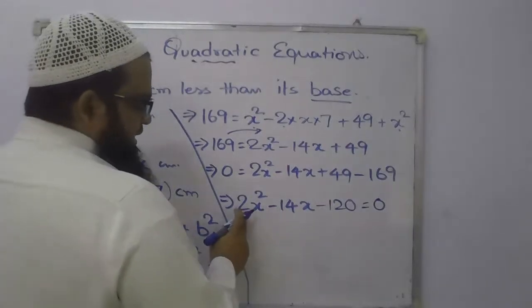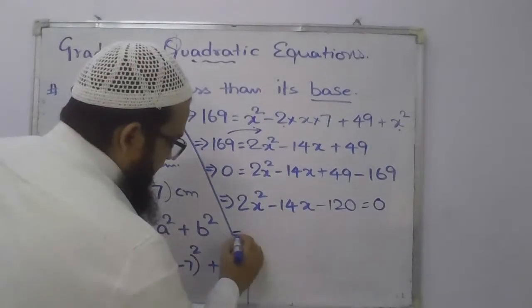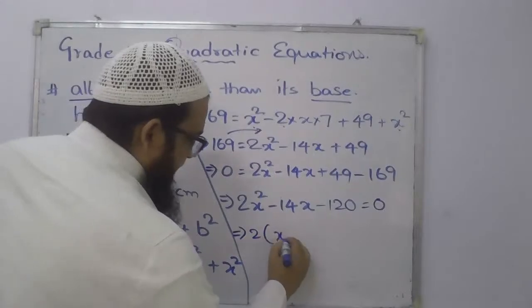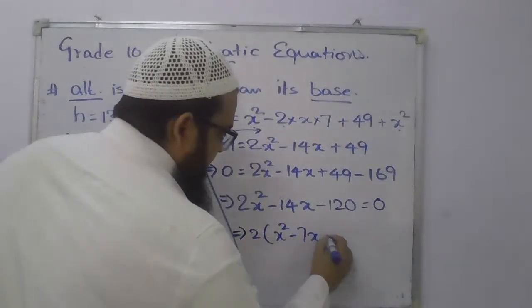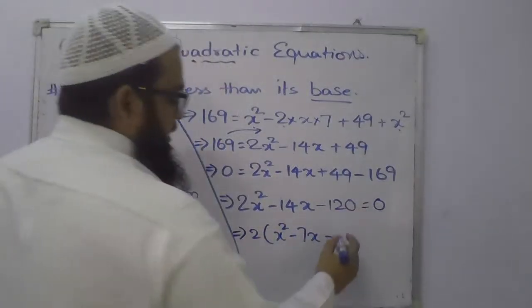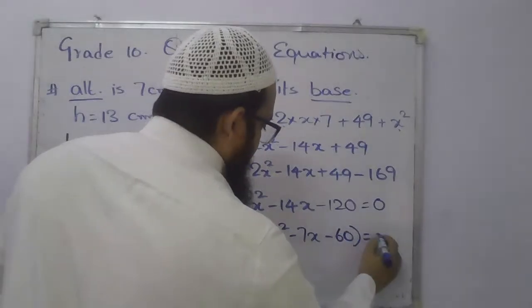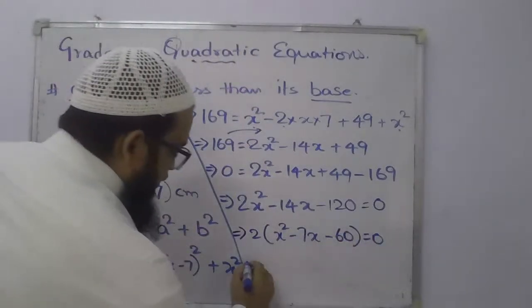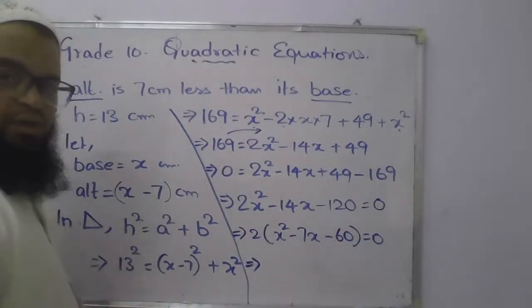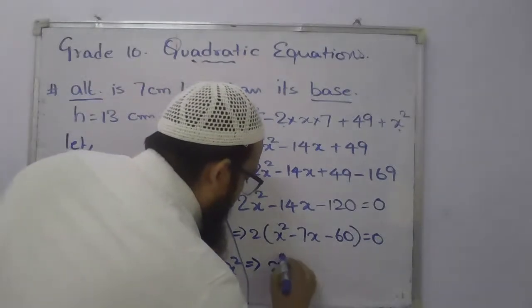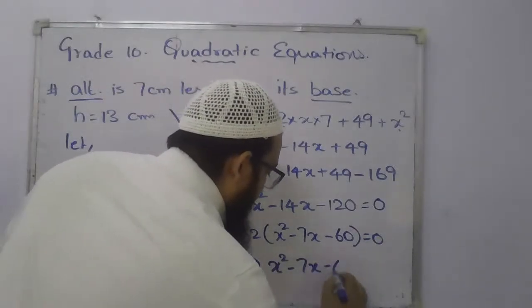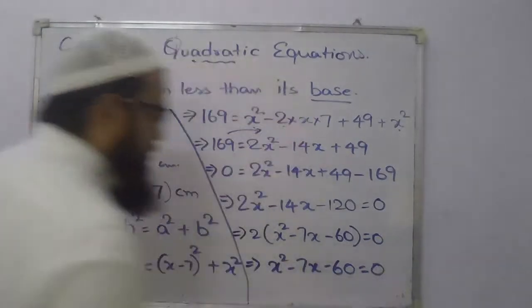I think you can see 2 is common everywhere. Let us take 2 common. So it is x square minus 7x minus 60 is equal to 0. So 2, if you transpose, it goes to division. 0 divided by 2 is 0. So therefore x square minus 7x minus 60 is equal to 0.